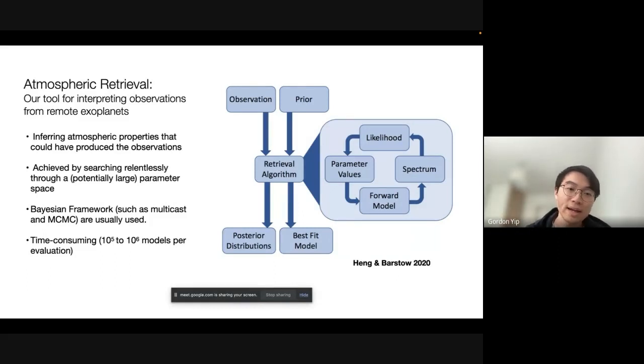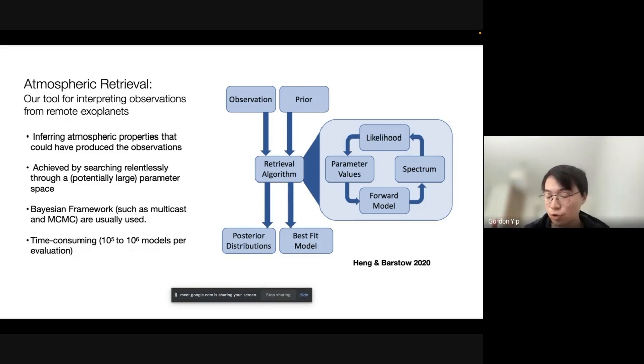We use this technique to infer atmospheric properties from our observations, and it involves a search of a potentially large parameter space to search for the best parameter that could have given rise to this observation. And on your right, you've got a visualization of how the whole thing works.